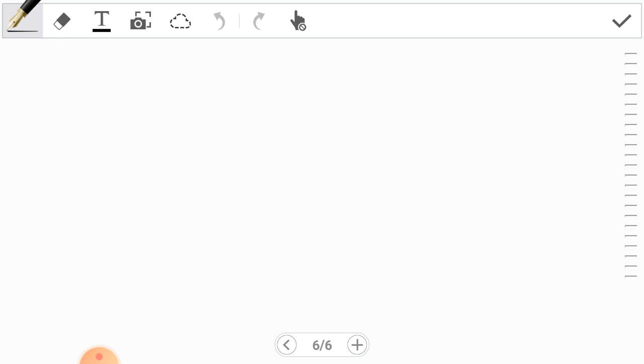compound propositions. So for today, what I'm planning to do is to give you some examples on establishing the truth table of compound propositions. And let's have the first example for today. Create the truth table for the compound proposition.